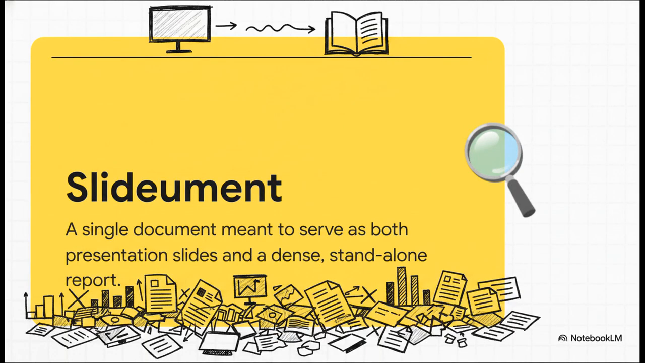And this leads us to a very common trap, the sliderment. You've all seen this. It's that super dense PowerPoint deck that gets sent around. It tries to be both a live presentation and a standalone report, and it usually fails at both. Why? Because when you're presenting live, people are trying to read paragraphs instead of listening to you. And when they read it alone, it doesn't have enough context. The solution is simple. Decide on one primary use case and optimize for that.